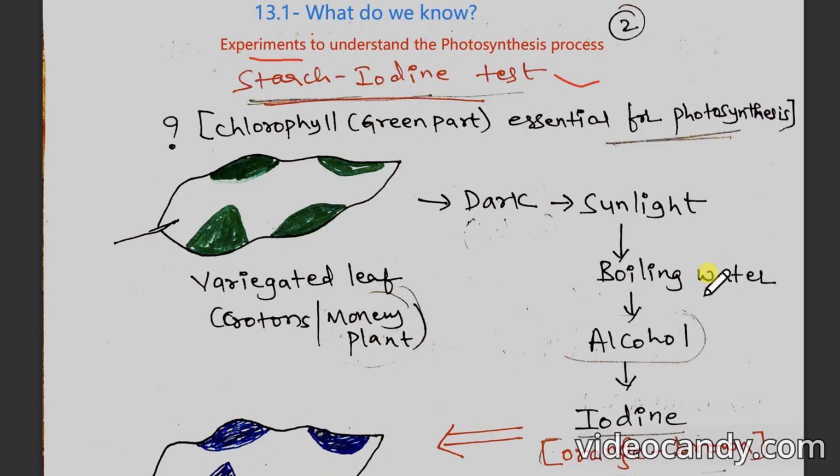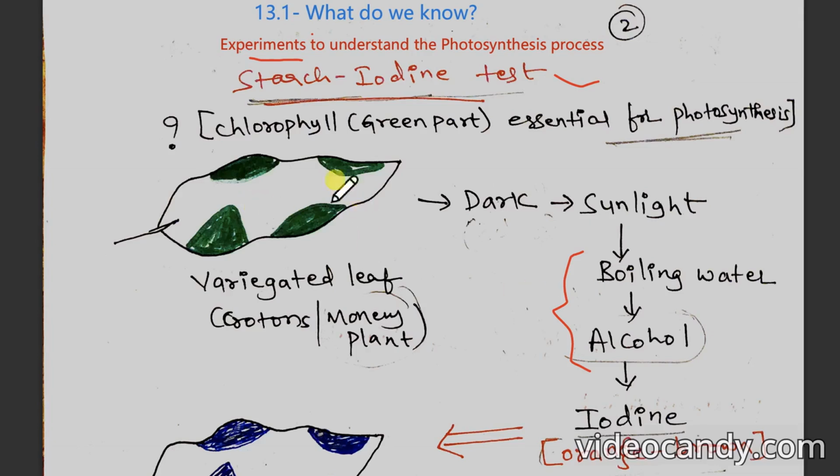it in boiling water, and they also put it in alcohol. So why have they done this? Just to dissolve chlorophyll. They want to do the staining with iodine. Chlorophyll is already a green pigment, so you can't see the iodine pigmentation properly. That's why they wanted to remove all the chlorophyll pigment.